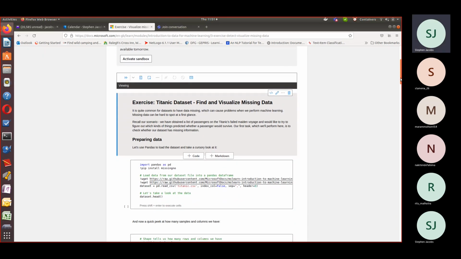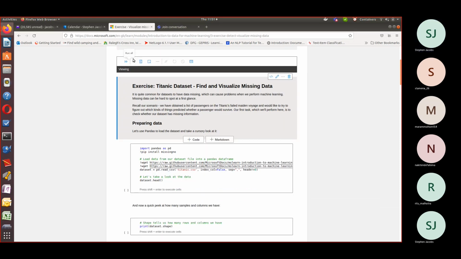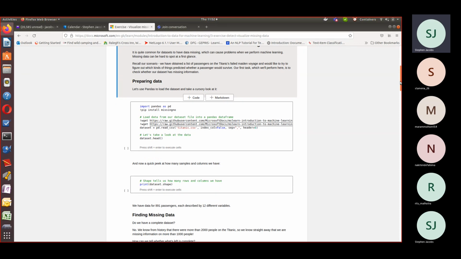We've got our sandbox, hopefully. We have to do it again tomorrow. I've activated my next sandbox. So as usual, we prepare our data sets that have data missing, which can cause problems when we perform machine learning. Missing data can be hard to spot at first glance.